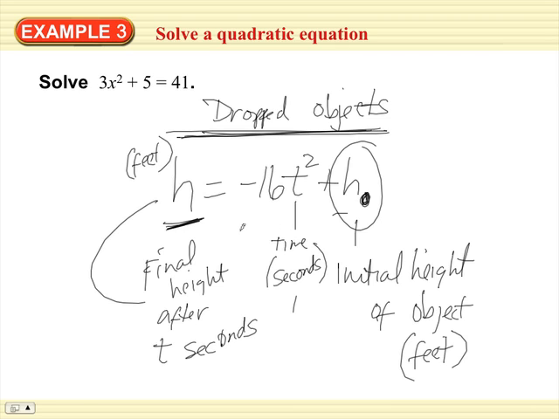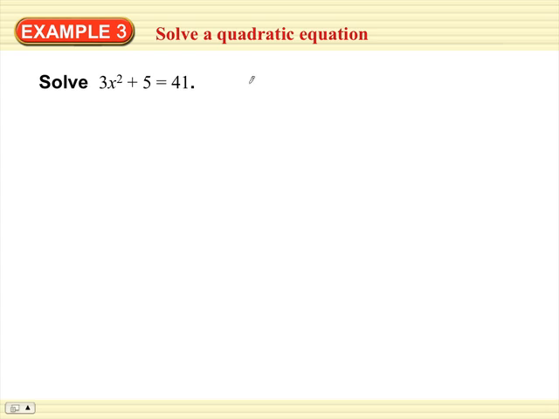So first thing I would do, as soon as I said drop an object, the first thing I write is this. H equals negative 16t squared plus h sub 0. What did I just tell you? The initial height was 8.6 feet. Now, here's all I have to ask you. If the initial height of the ball was 8.6 feet, how long does it take to hit the floor?